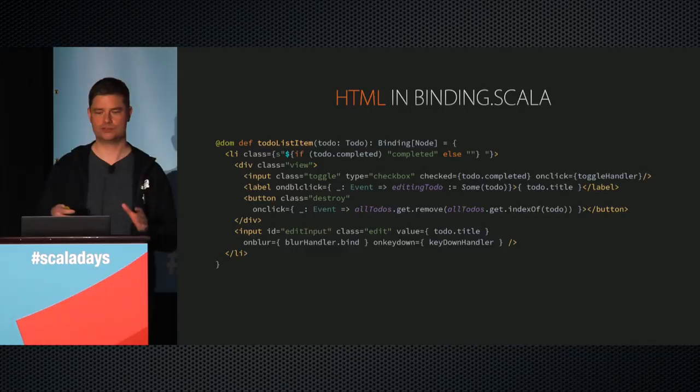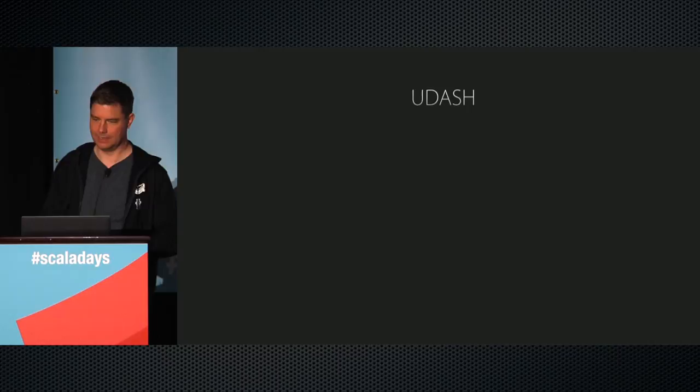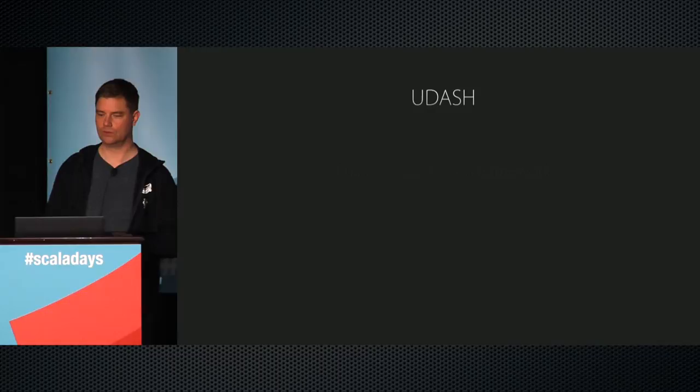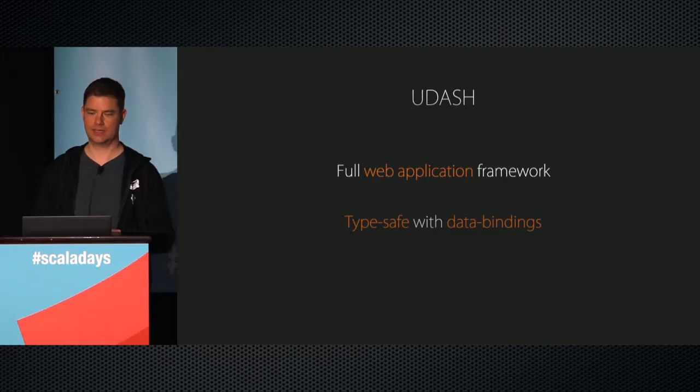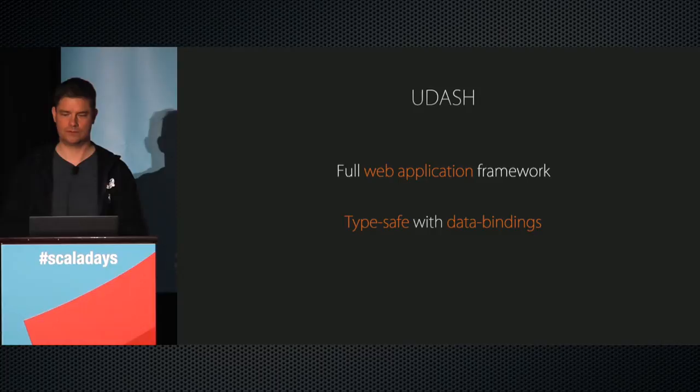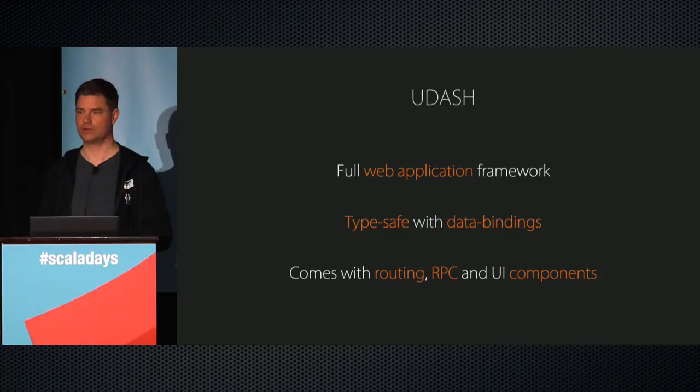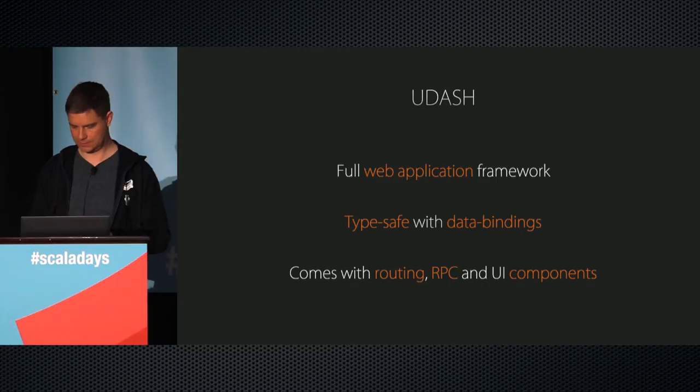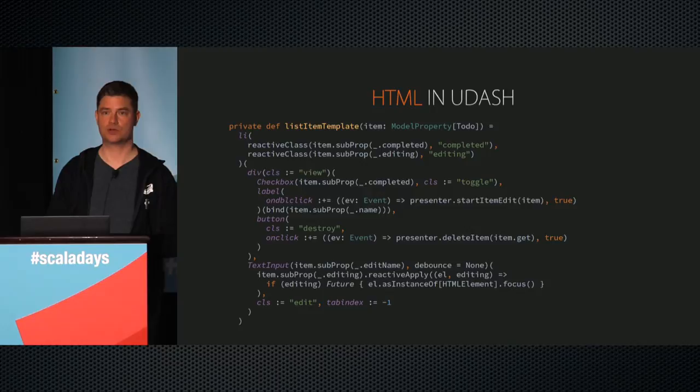So it's very efficient as well. Now, the big frameworks like Udash provide a more full web application framework than the previous ones. And it's, again, type safe and data bindings are there. So it's like a combination of some of the other libraries. But it also has more extensive features like routing and RPC and even some UI components on top of the basic stuff. Internally, it's using Scala tags, so it looks pretty similar to what we've seen before.